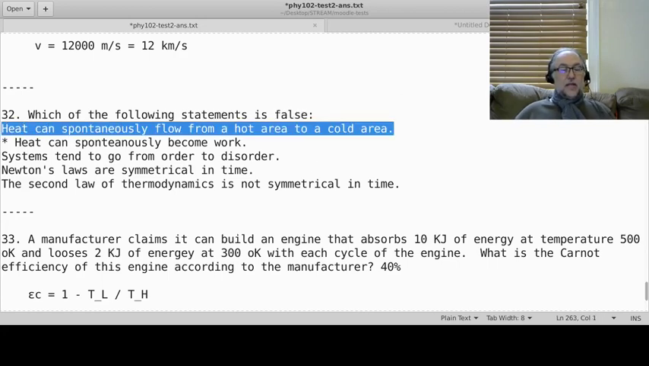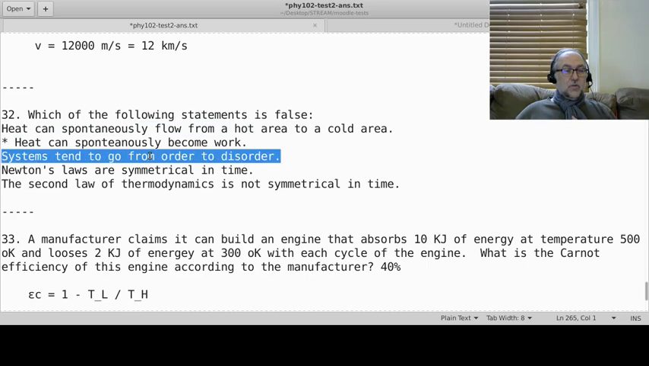So the first one says, can heat spontaneously flow from a hot area to a cold area? If you put something hot beside something cold, which way is the heat going to go? It's just going to naturally go from the hot to the cold. So that one's true. No problem there. Systems go from order to disorder. That's right. That's kind of a microscopic way of thinking of the second law of thermodynamics. If you have things which are in an ordered state, as time goes on, the energy will jiggle them and then it'll disorder them. And the opposite does not happen. You don't get things going from disorder to order.